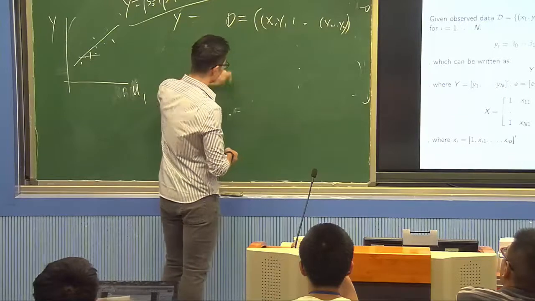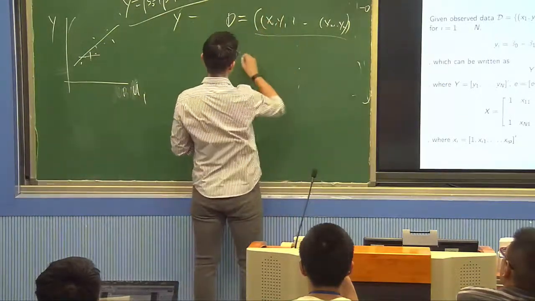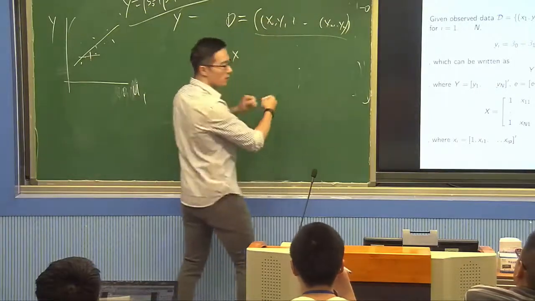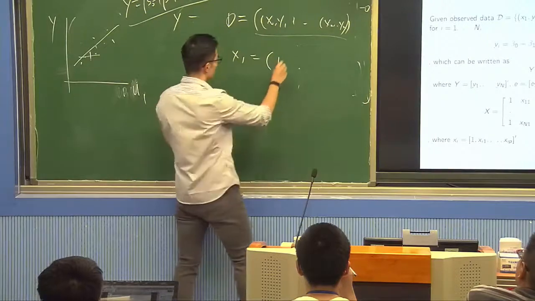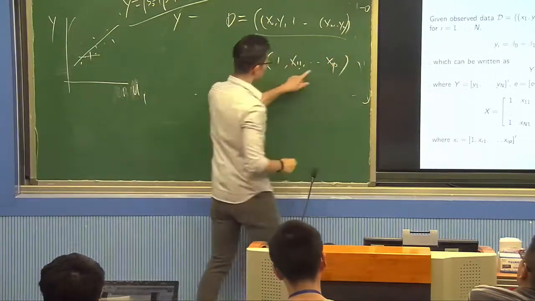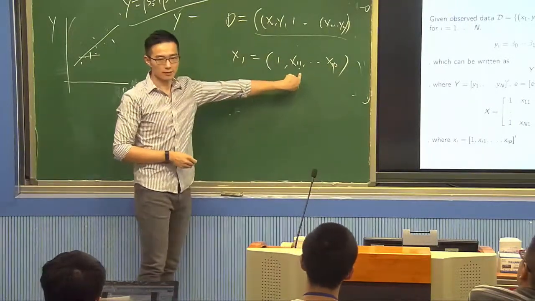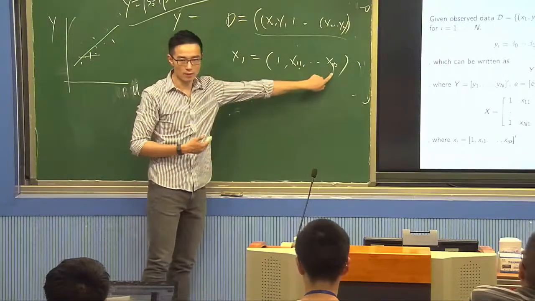Before talking about the formula, let's use some notation. Each x1 here can be multidimensional. So x1 is really a constant, and I can say x11 all the way to x1p, where it's p-dimensional like this. So x2, x3, and so on. Each data point is a p plus 1 dimensional vector.